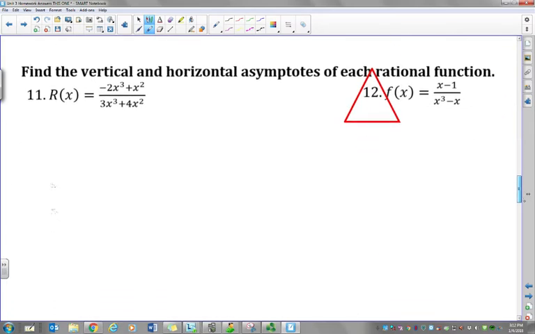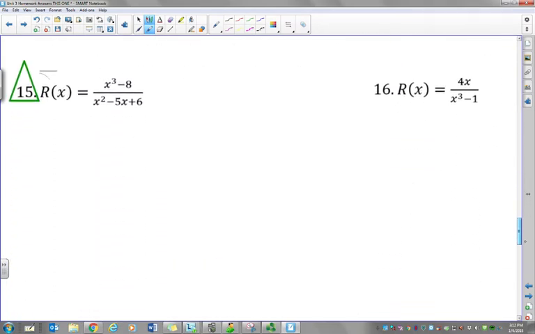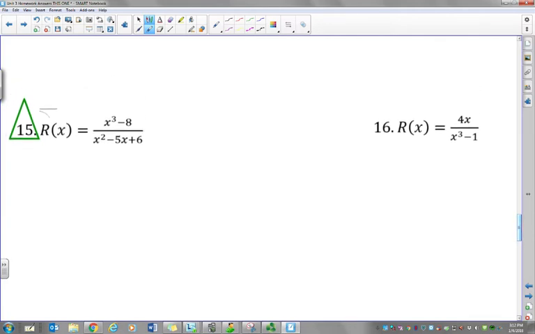For example, on the back side, take a look at number 15. Number 15 is the difference of cubes on the top and then regular factoring on the bottom. On the bottom we get x and x, and 2 times 3 is 6. Let's make them both negative to get that -5x. And then on the top it actually uses a formula called difference of cubes. So you just use the formula instead of factoring. It's a minus b times a squared plus ab, a times b, plus b squared.